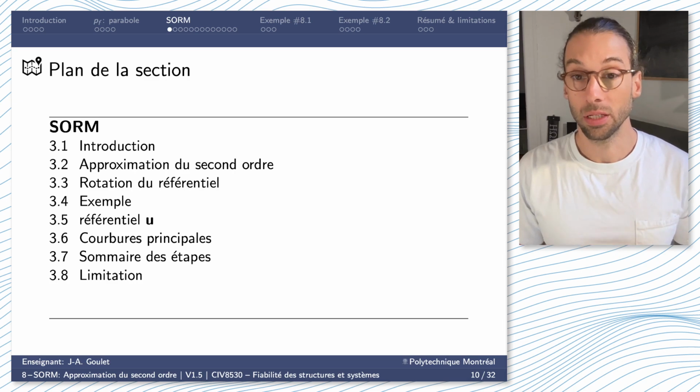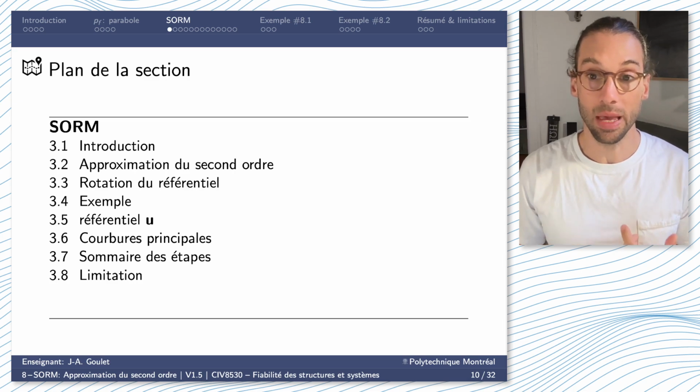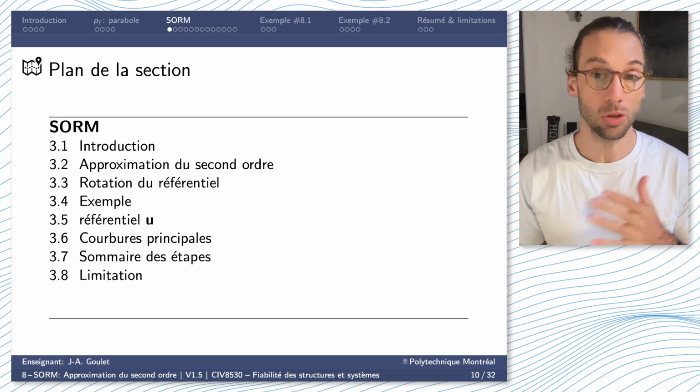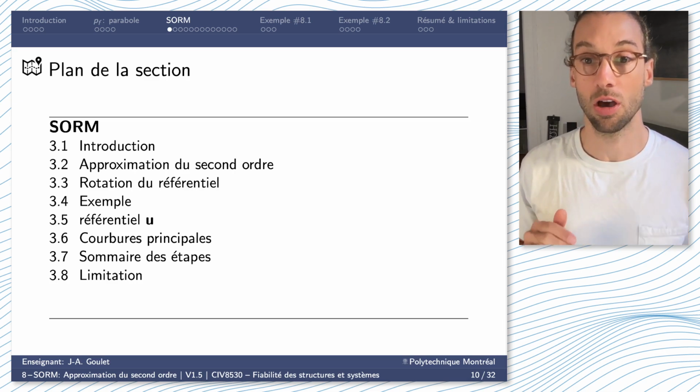So in the SORM method, we're going to cover the introduction. What is the basic principle of SORM? How can we make a second order approximation? So up to now, we have always done first order Taylor series expansion of our g of x.